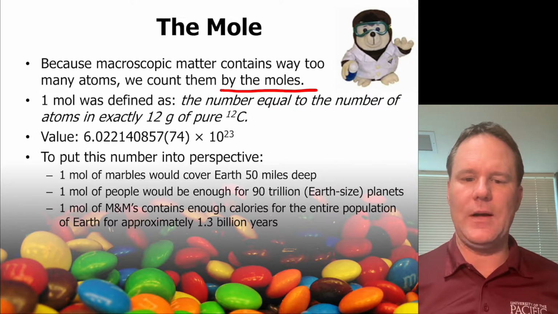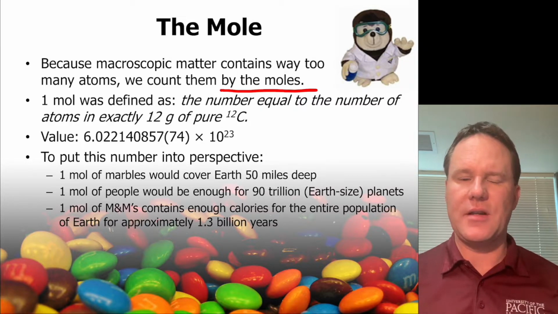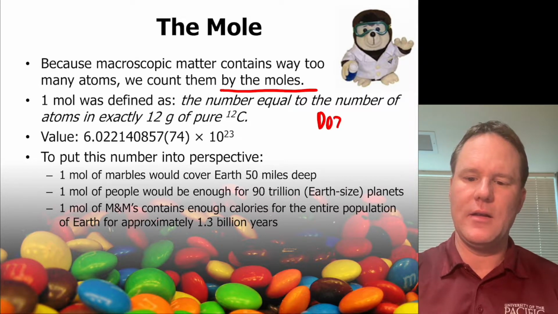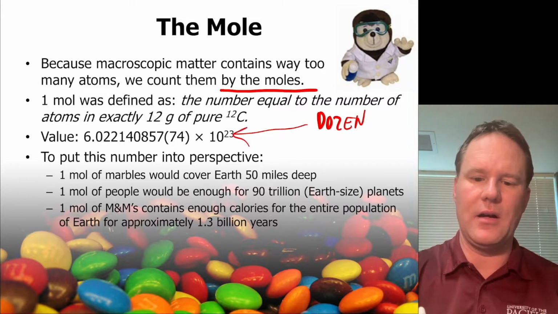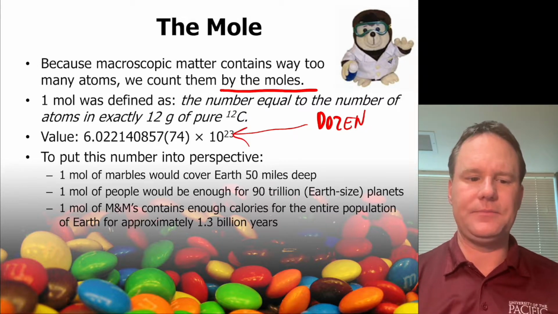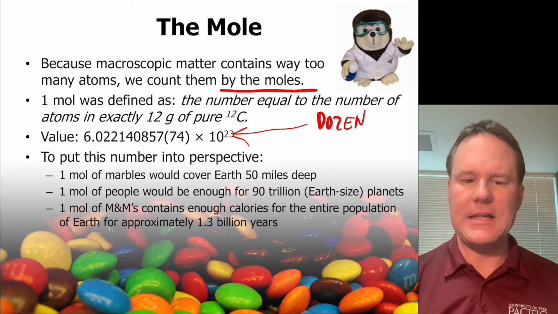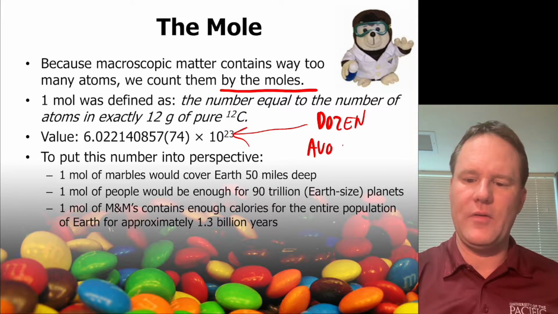And so since the atoms are even smaller than eggs, our dozen in chemistry, how many dozens of atoms we have, is not that dozen. Our dozen is very large, and its value is about 6.02 times 10 to the 23rd. This is what we call Avogadro's number.